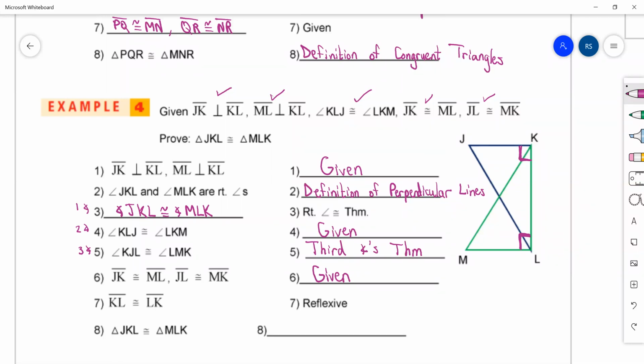And lastly, we've shown all the angles are congruent. We've shown all the sides are congruent. So that means the 2 triangles have to be congruent by the definition of congruent triangles. That's always going to be our last step when we prove triangles are congruent. That's always the last step.